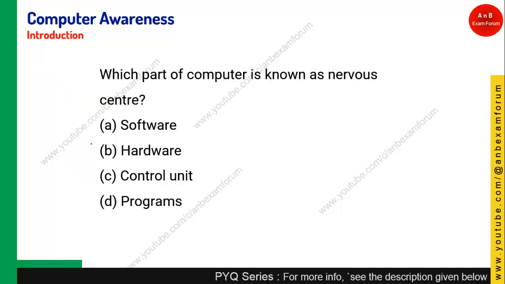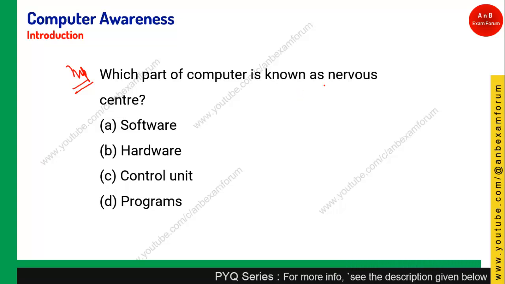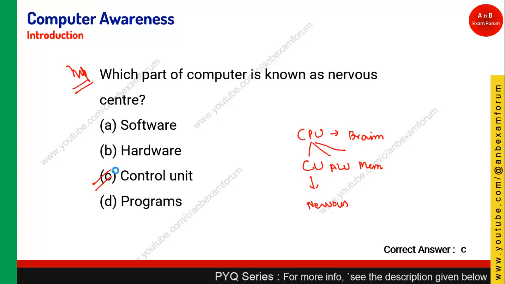Let's quickly see the next question. This is a very important question. Which part of the computer is known as the nerve center? As you know, the CPU, the central processing unit, is known as the brain of the computer. As I told you, there are three parts in it: control unit, arithmetic logical unit, and the memory. So the CU is regarded as the nerve center, because it has various signals and operates various other devices. As the nervous system in the body gives a signal to our hand, so we move our hand, in that sense it is the nervous system of the computer. So option C, those who have given it, are right. Let's see the next question.